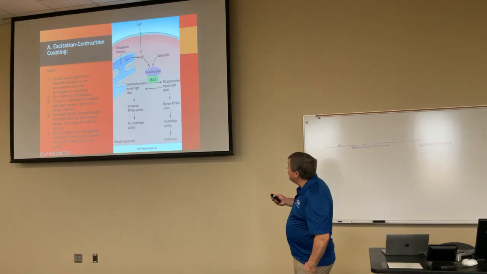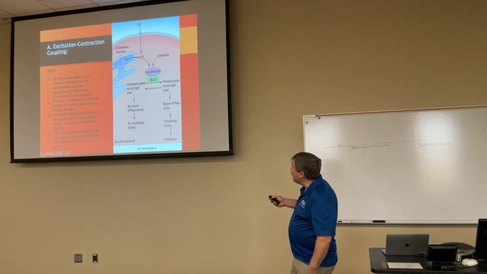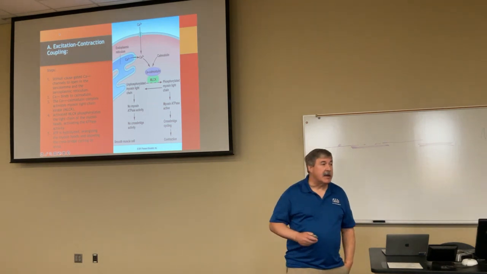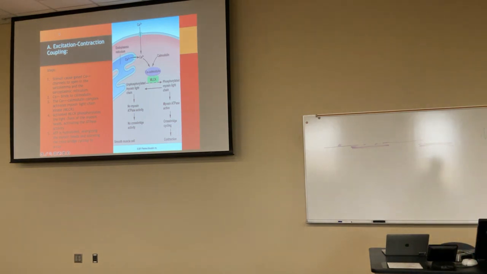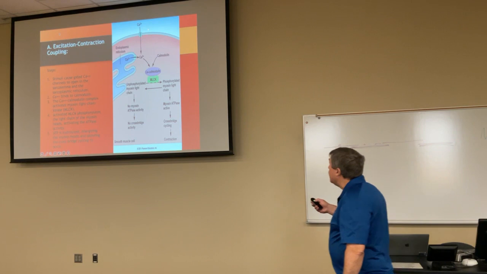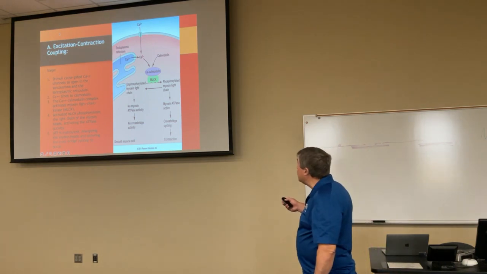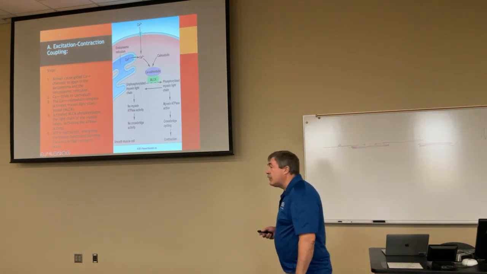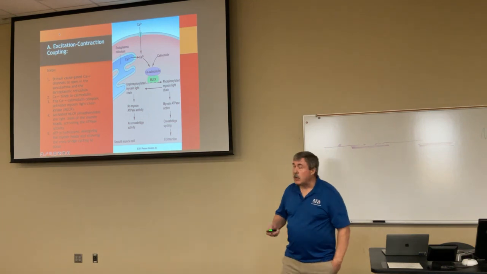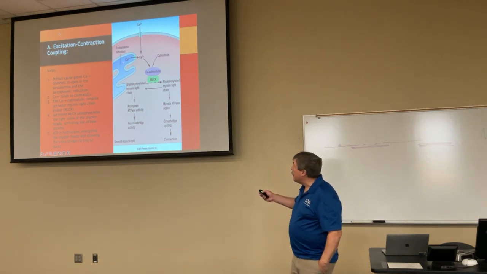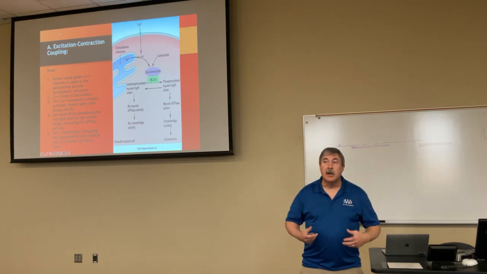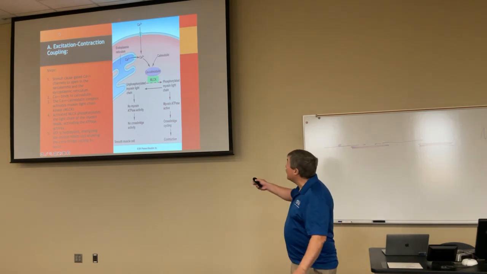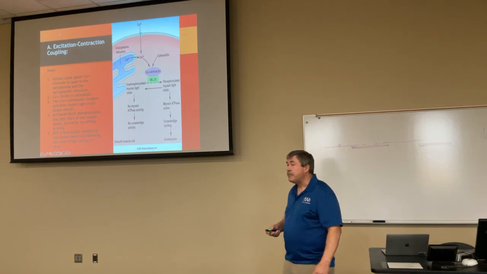Now, there is a small amount of sarcoplasmic reticulum in smooth muscle, but not very much. It's not very well developed. When the calcium enters the cytoplasm, that also stimulates calcium channels in the sarcoplasmic reticulum to open, and so that adds a little bit more calcium to the cytoplasm. But most of the calcium comes from the extracellular fluid.